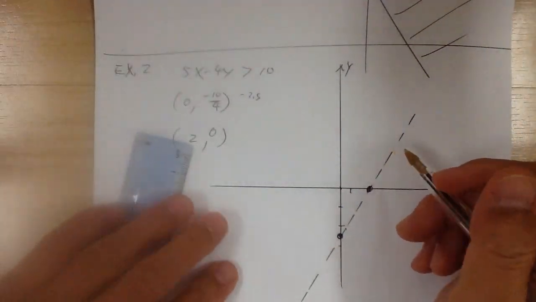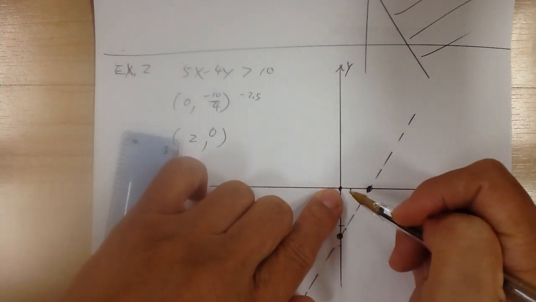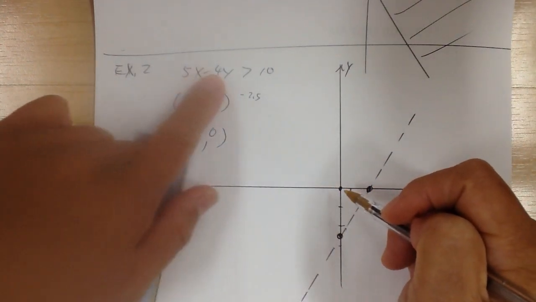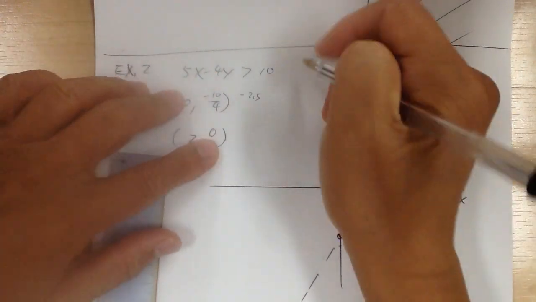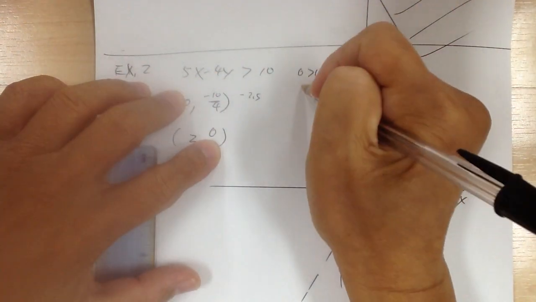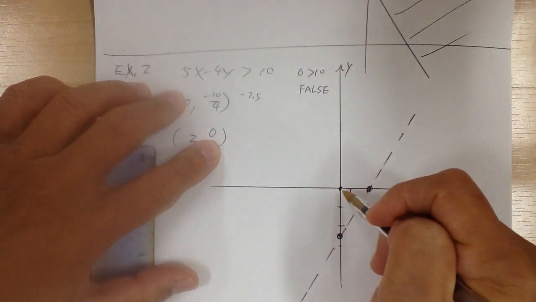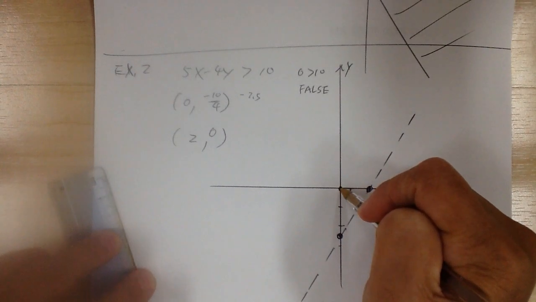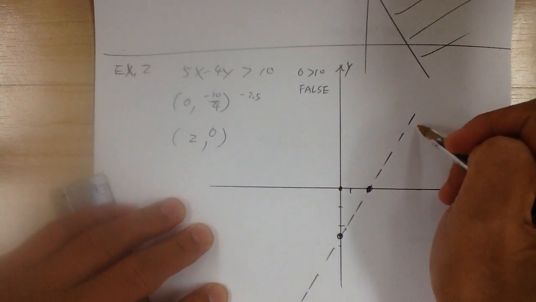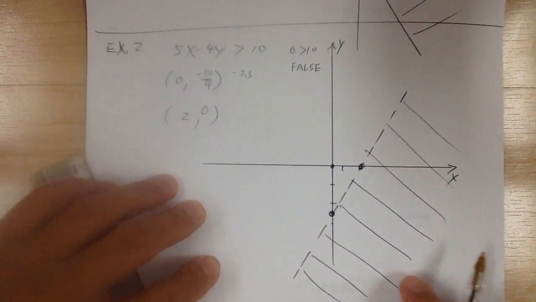Now I'm going to do the testing point again. I'm going to choose 0, 0 as my testing point. So I put 0 in here, and all of this is going to be 0. So I'm going to get 0 is greater than 10. This is false. 0 is greater than 10 is false. That means this point is no good, so that means this side is good. And that's your answer.